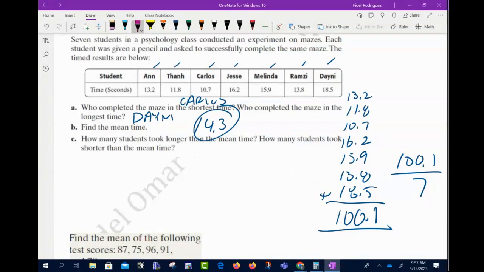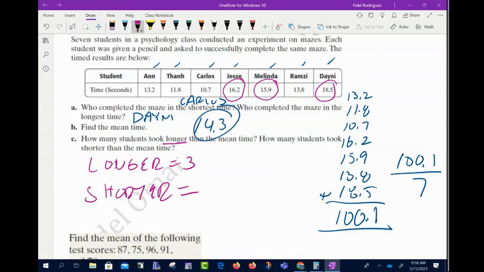Now, look, y'all, it says find how many students took longer than 14.3. So look, I want to go longer than 14.3. One, two, three. Okay, so longer was three people. Okay, the next one says how many took shorter than the mean time? How many took shorter? Four. And we know that because it was a total of how many folks? Seven. And so if three took longer, the rest had to take shorter, right?